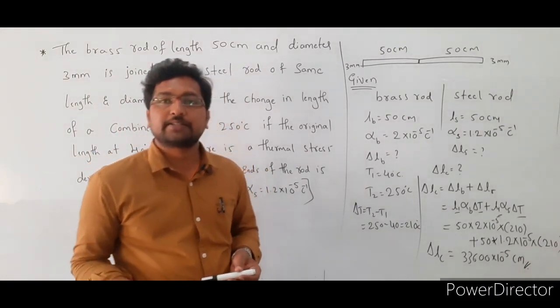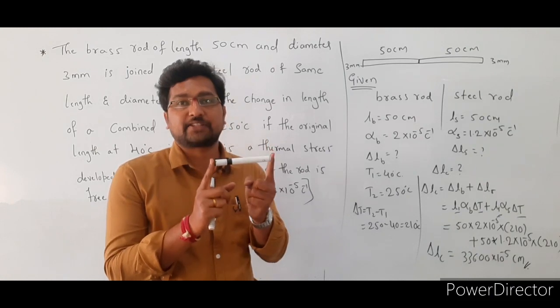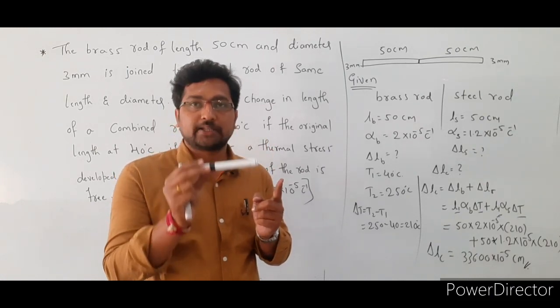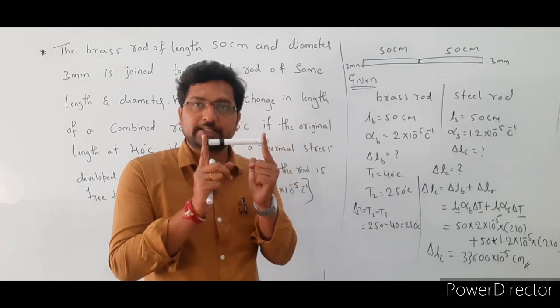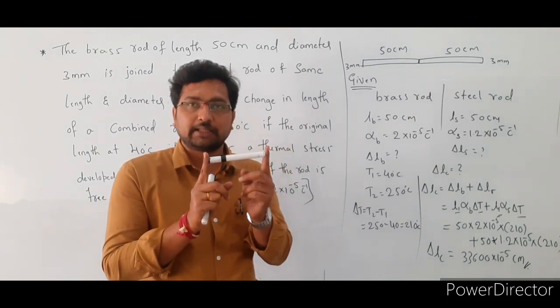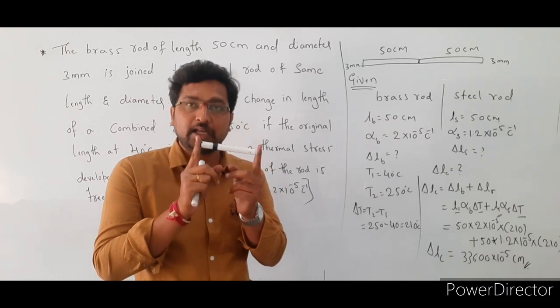Thermal stress is developed when both ends of the rod are rigidly fixed. For example, consider a rod where one end is rigidly fixed and the other end is also rigidly fixed. Afterwards, when we supply energy, thermal stress is developed inside the rod.